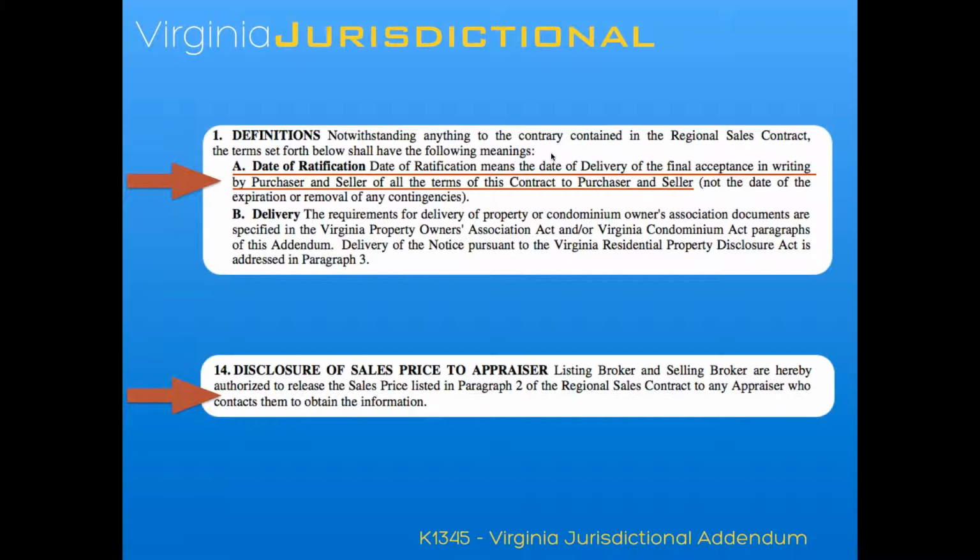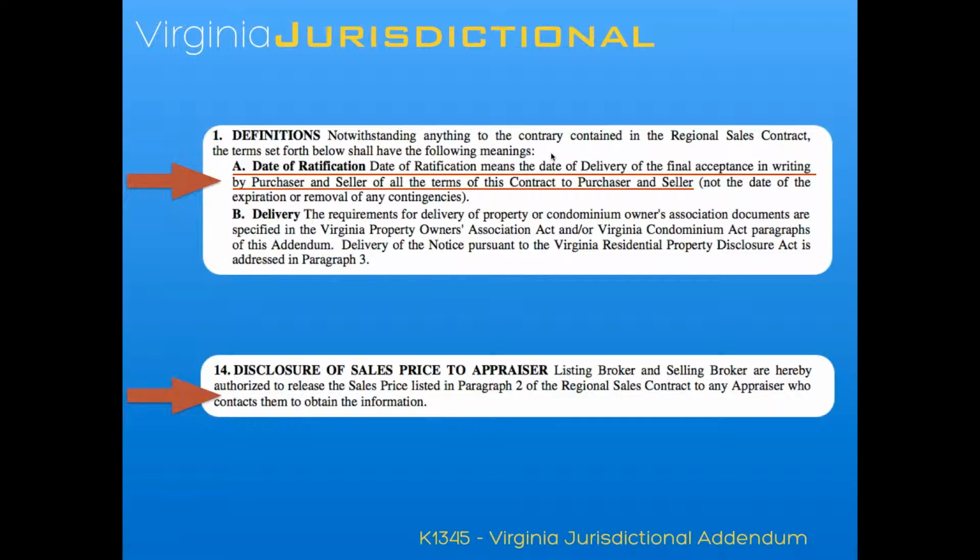At the urging of multiple committees and the Appraisers Association and several other groups, there is now this paragraph 14, which says the listing broker and selling broker are hereby authorized to release the sales price listed in paragraph 2 of the regional sales contract to any appraiser who contacts them to obtain the information. The fact that you're authorized does not mean you're compelled to do so. If you don't fundamentally feel that you should, or it's in the best interest of your client, you don't have to. It simply gives you permission. The buyer and seller, by signing this contract and not modifying paragraph 14, give you permission to do so.